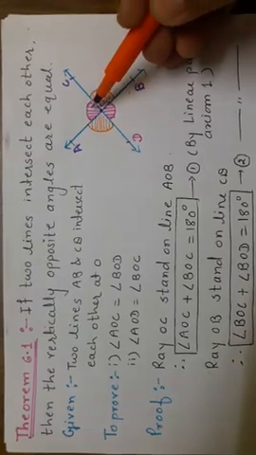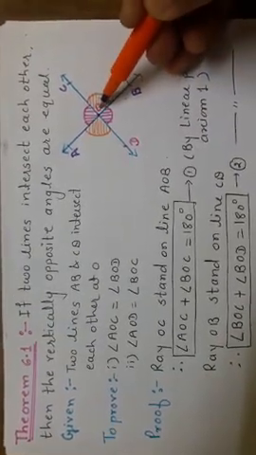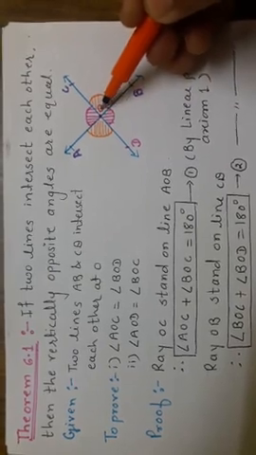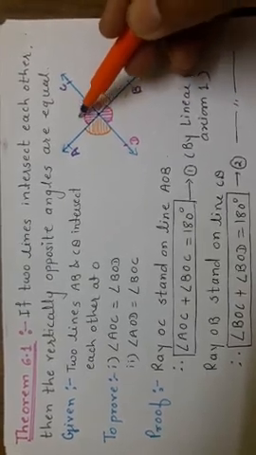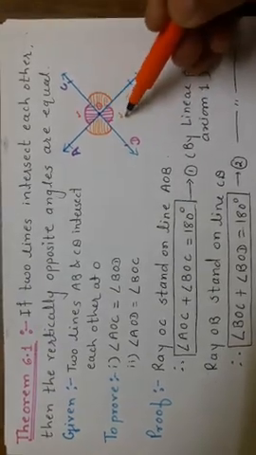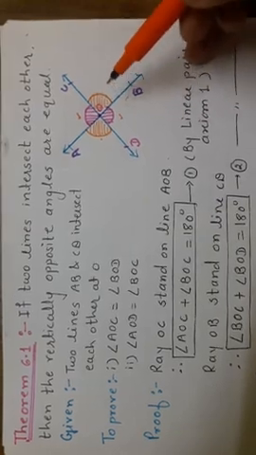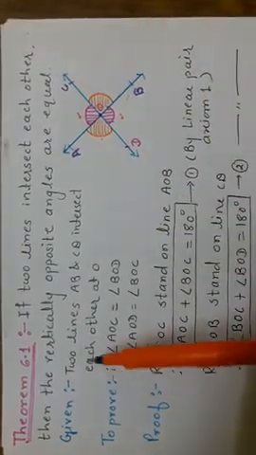Here these two lines are intersecting at the point O. That's why we can say O is the point of intersection. So this and this angle are equal. They are opposite to each other, and these angles are equal. We have to show this in this theorem.